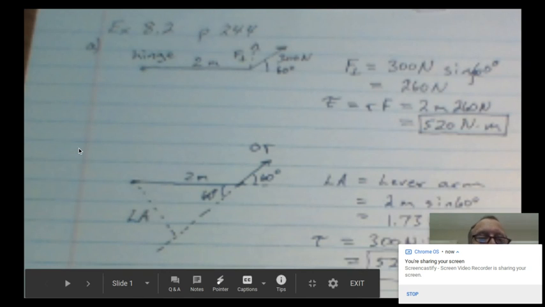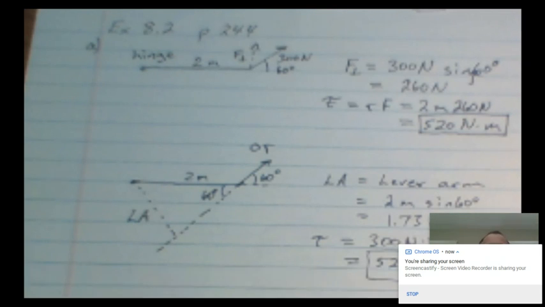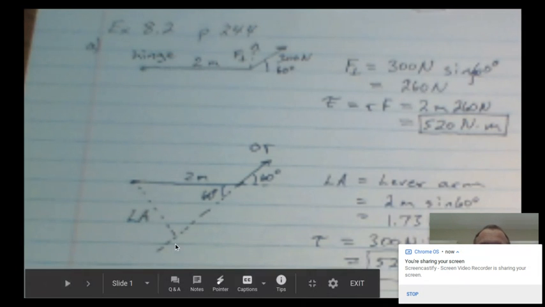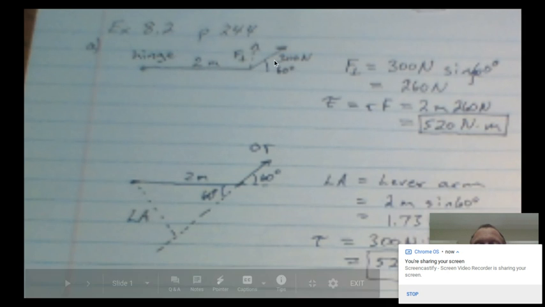Okay, here we are again looking at Chapter 8, torque problems, and I'm specifically looking at the example problem 8.2 found on page 244. This is a case where you have a door, and we're looking at the torque exerted by a person when they are opening the door, but they're pulling on the handle at 60 degrees, and they're pulling with a force of 300 newtons.